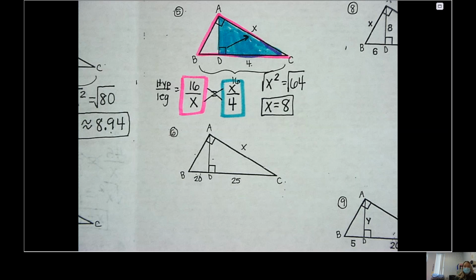What was your setup for the blue one? X over? 25. Beautiful. Okay, and then keep going. X times X is X squared, and 45 times 25 is 1,125.